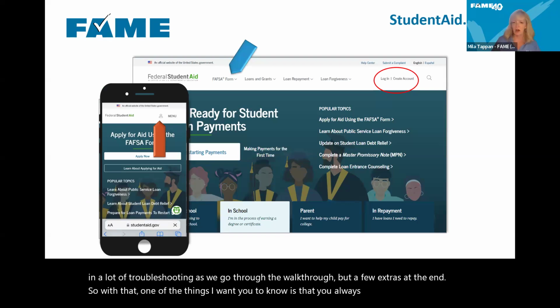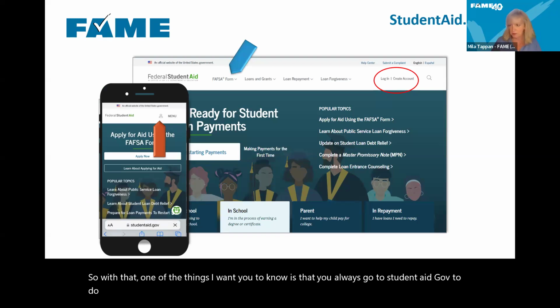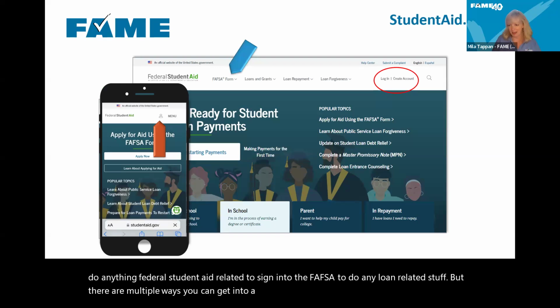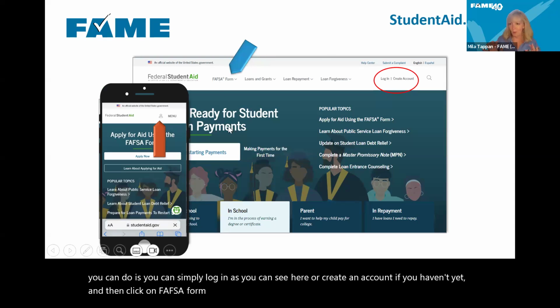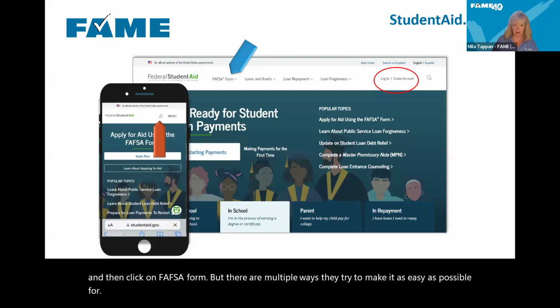So with that, one of the things I want you to know is that you always go to studentaid.gov to do anything federal student aid related, to sign into the FAFSA, to do any loan related stuff. But there are multiple ways you can get into a FAFSA once you're there. One of the things you can do is simply log in, as you can see here, or create an account if you haven't yet, and then click on FAFSA form. But there are multiple ways. They tried to make it as easy as possible for people to access the FAFSA.